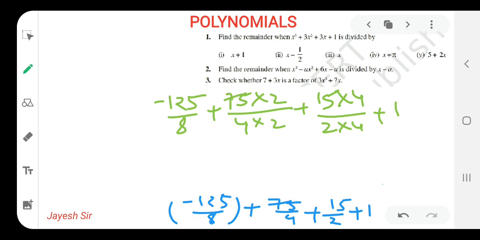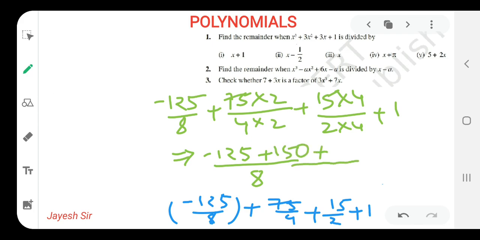Now what we are supposed to do, friends? Now we have to take denominator 8 as common: minus 125 as it is, plus 75 2s are, that means 150, plus 15 4s are, that means 60, and plus 1 as it is. Now we have to just solve it and we will get the answer. That means we are going to get some remainder instead of 0.